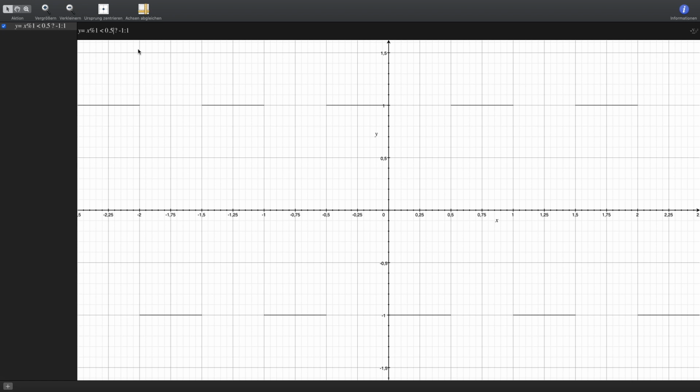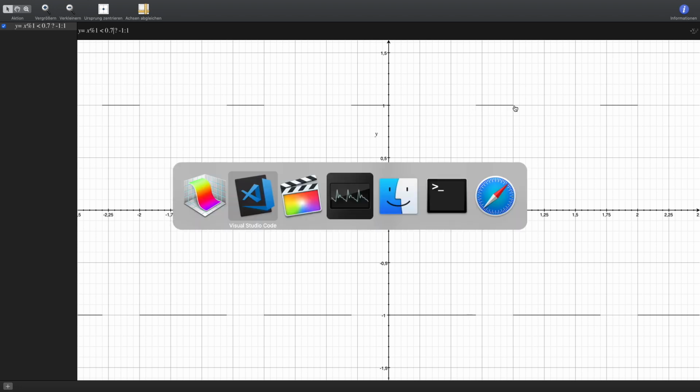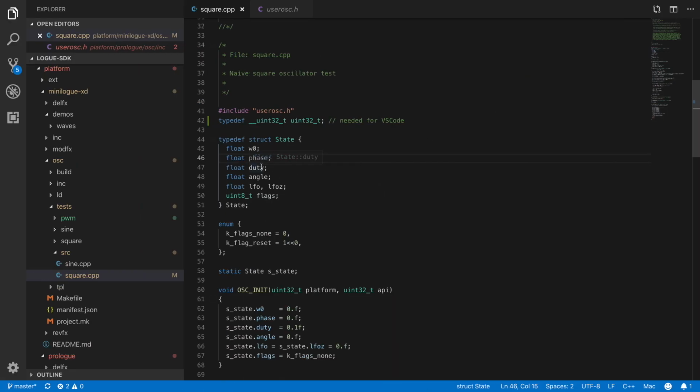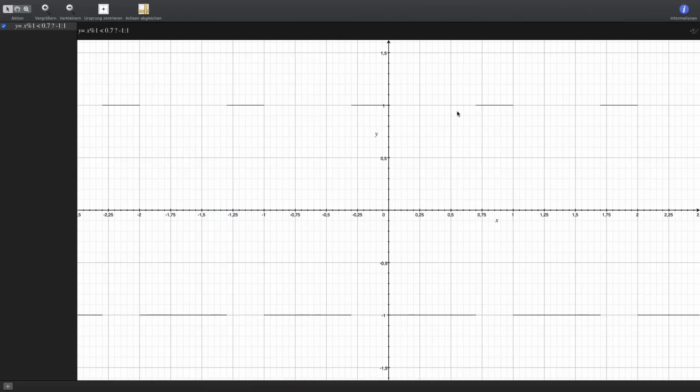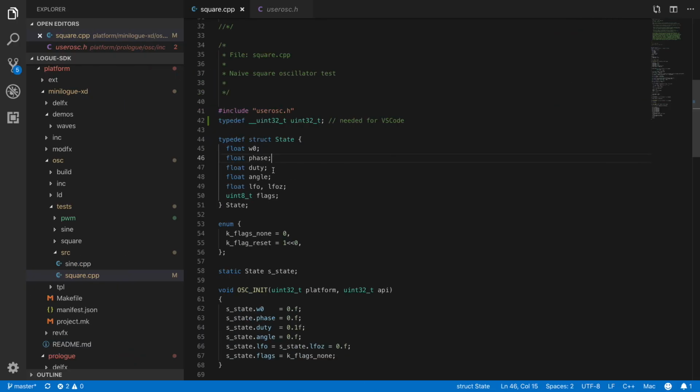So if we put in here like this, this would be 70% negative, but only 30% positive. This would be a duty cycle of 30%. So that's the duty cycle, and the angle here, this is just for the specific oscillator that the guys from KORG have written. That would be the decay in samples when instead of going straight, the waveform would go downwards. So this is how they implemented the whole thing.